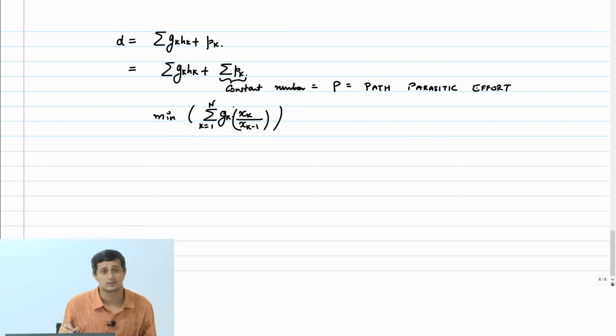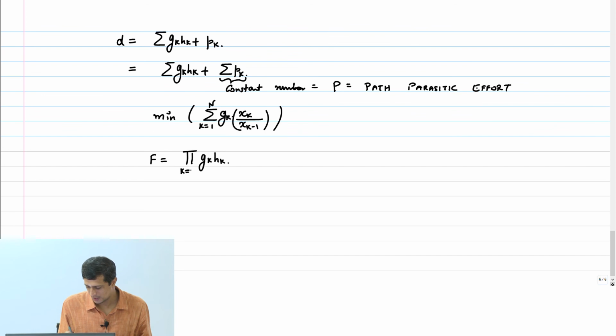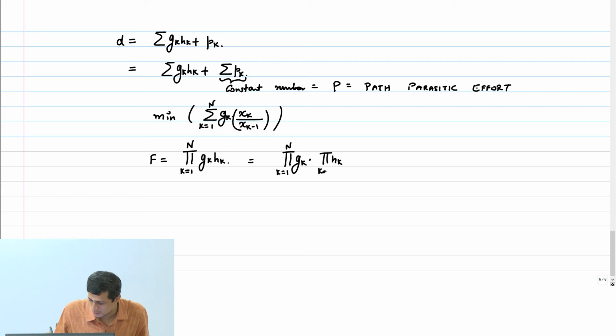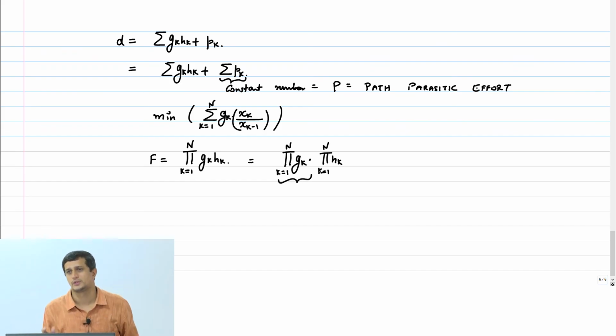Now let us look at the nature of these terms. Okay, so let me look at the product Gk into Hk. Just let me look at this term and I will call it F, k equals 1 to n. This I can simply write as product of Gk, 1 to n, into product of Hk, 1 to n. Now this is some product of logical efforts. So I will call this G, it's called path logical effort. Okay, now this guy is my path electrical effort.